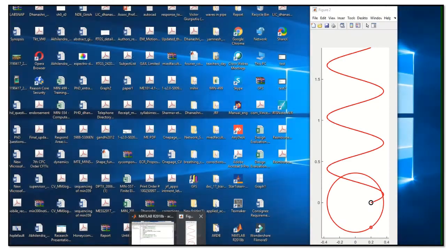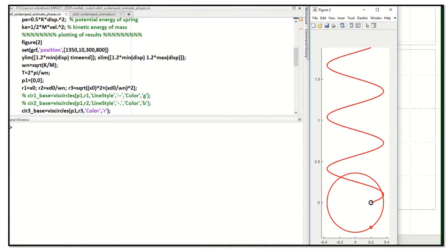Hello students, in the last class we have seen the solution of displacement, how exactly that looks on the time axis. So if you have time on the x-axis and displacement on the y-axis, then how exactly the displacement of the mass varies with respect to time is what we have seen in the last class. And that time we assumed that the mass was vibrating in the vertical direction.